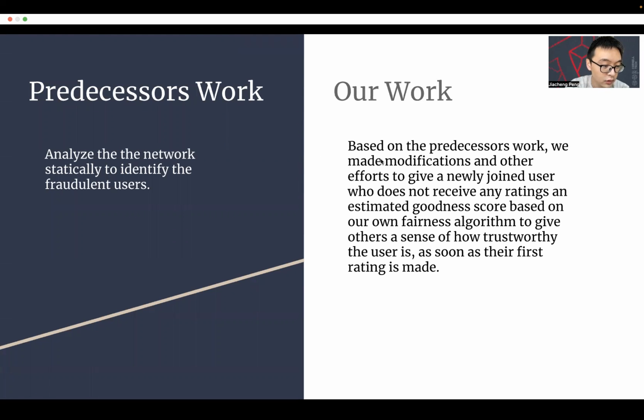So there's another paper called Temporal Evolution of Weighted Sign Networks, done by Stanford, that also evaluated this particular network. What they are focusing on is identifying the fraudulent users. Partially our research was based on their result, but we are focusing on a different goal, which is to give a newly joined user who does not receive any ratings from others an estimated goodness score based on our algorithm as soon as their first rating is made.